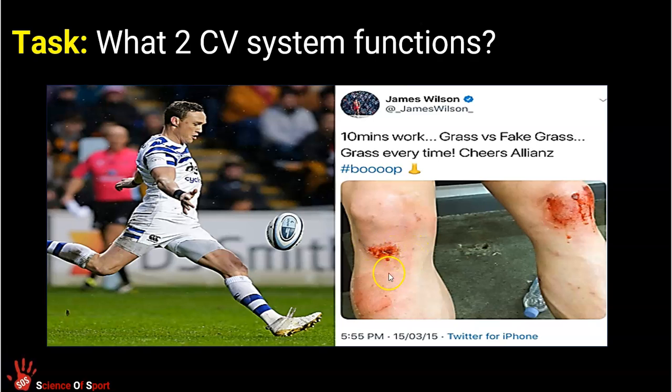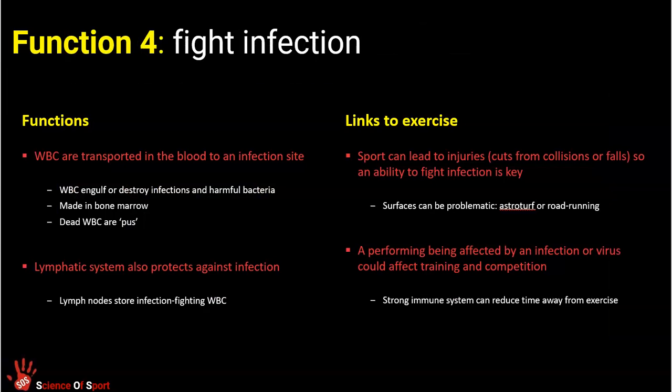Now, if it's quite a superficial wound, it might not be a huge volume of blood loss, but we don't want to lose blood. That's obviously not good for us. And also, things like AstroTurf, or the floor, or if you're out running and you fall and cut yourself, there's all sorts of bacteria and problematic germs that could get into this wound and cause an infection. So the last 2 functions of the CV system relate to those 2 points. First of all, let's look at this one then.